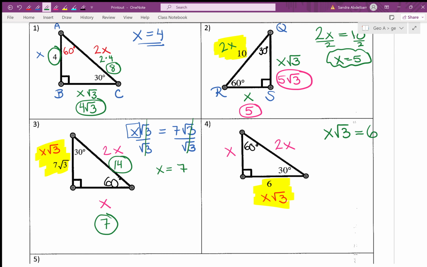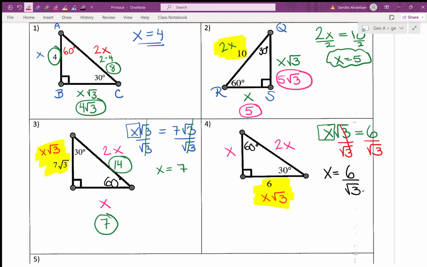We need to solve for x. So I'm going to keep the x. I'm going to divide by root 3. But think back to when I reviewed radicals with you all. Am I ever allowed to leave a radical in the denominator? No, that means we need to rationalize this denominator. Who remembers how we rationalize the denominator? Kaylee? You multiply it by itself.